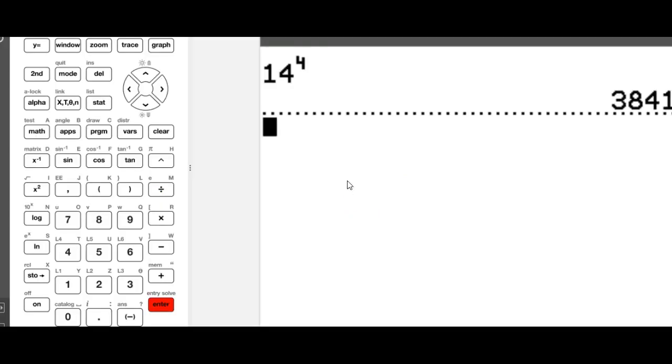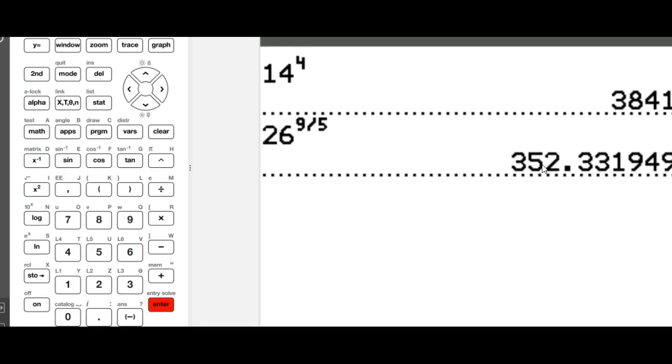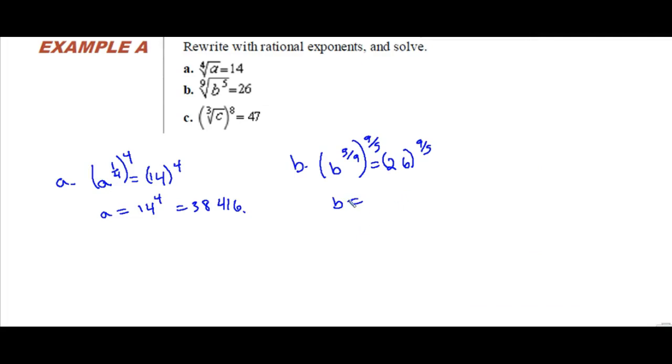Well, what is that? Why don't we just go and say 26 caret, and then in parentheses, 9 divided by 5. 26 to the 9/5 power is 352.33. We can say about. So b is approximately equal to 352.33. Alright, and then here is part C.